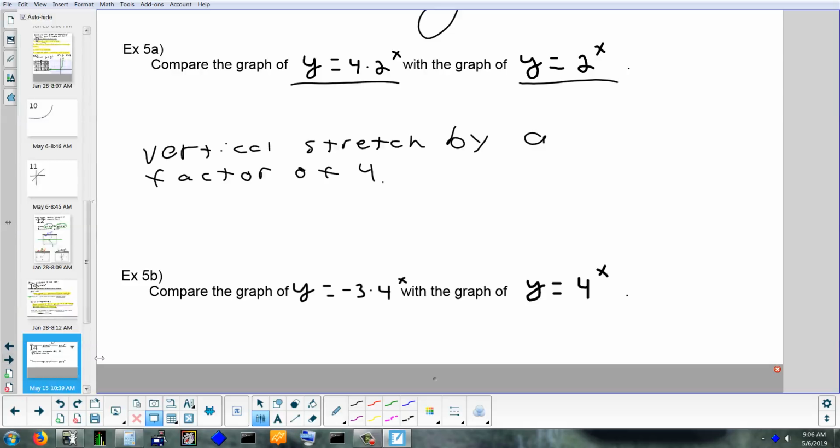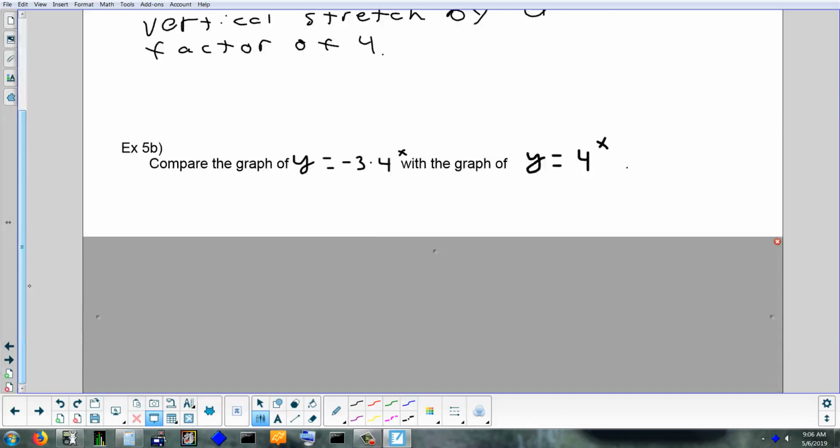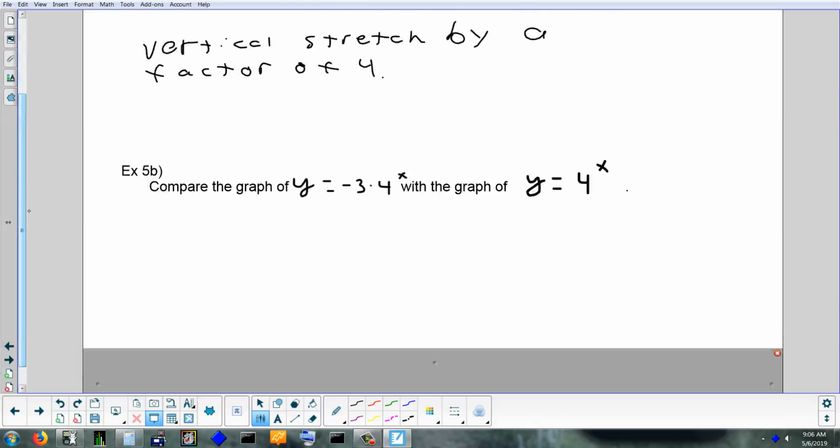I see a negative. Alright, how about this one? What's b in both of those equations? 4. B is 4. B has to be the same to do this kind of problem. Okay? 4 to the x, 4 to the x. What's in front of the 4 to the x in the first one? -3. Two things. A negative and a 3. I want you to think of those two things as separate. What is the 3? Forget about the negative for now. Tell me what the 3 is going to do.